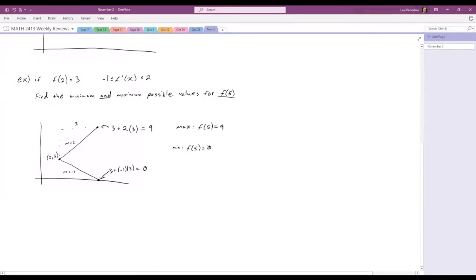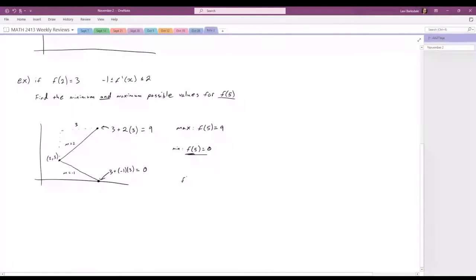Now we can actually verify this is true by using the mean value theorem. The way we'll do this is through what's called a proof by contradiction. We'll start out by saying, let's say that this is not our minimum value. Then we must have a point that's lower than it.